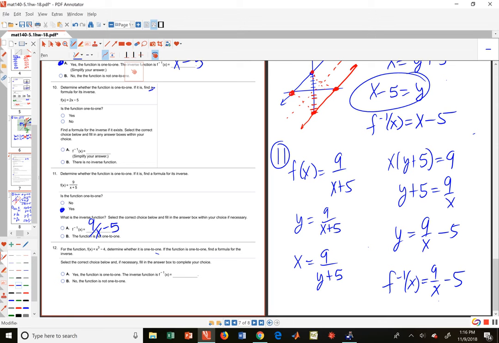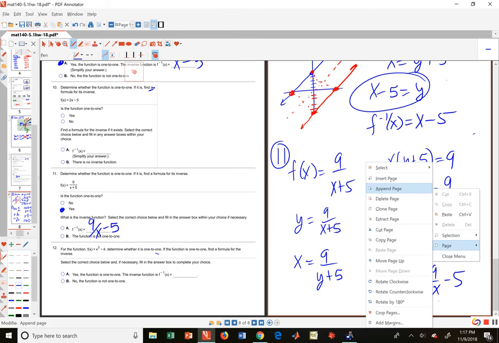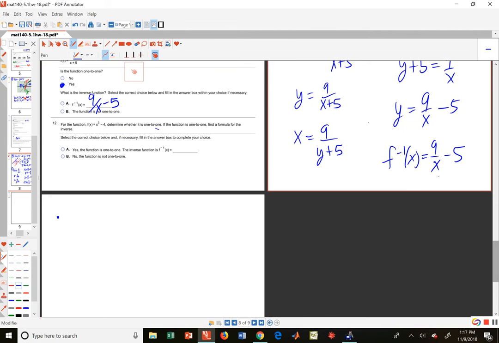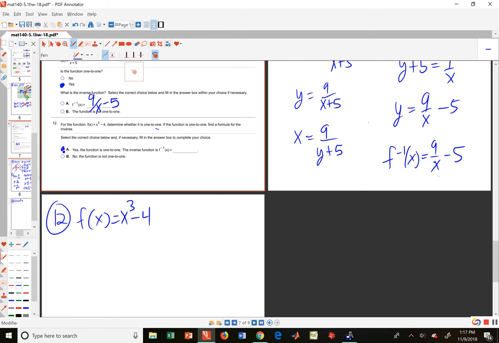All right, we're going to do one more, and then we're going to call it good. Let's do number 12. So on number 12, f of x is x cubed minus 4, definitely one-to-one. No problems there. I mean, so what I'm doing is I'm looking at the graph, and it passes the horizontal line test. So if it does, then our inverse relation will be a function.